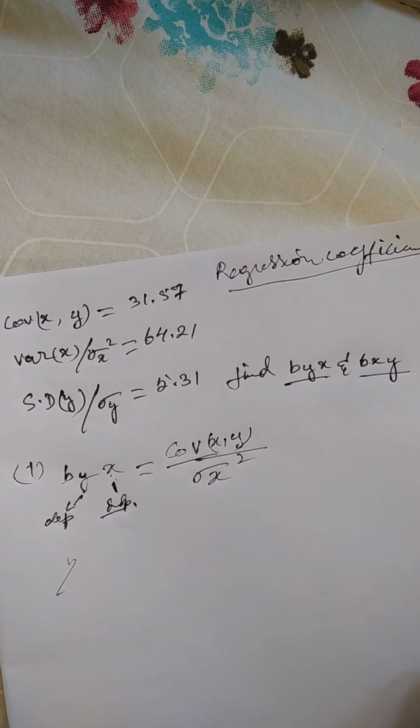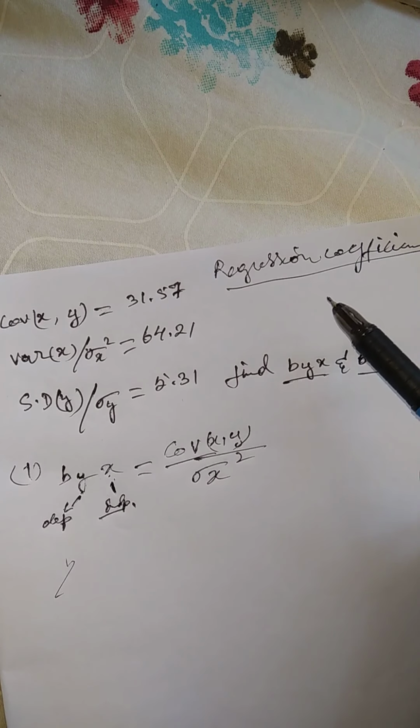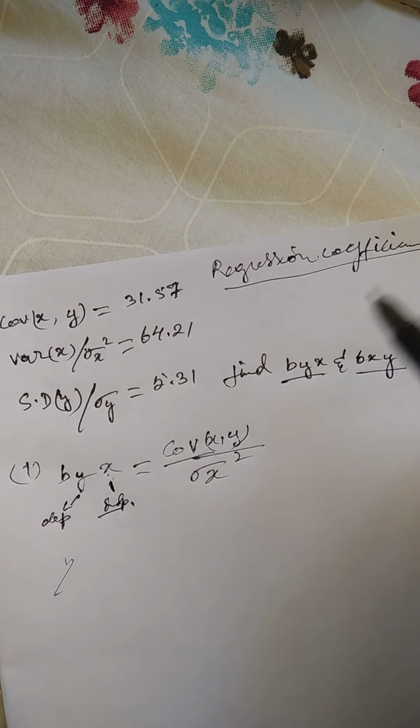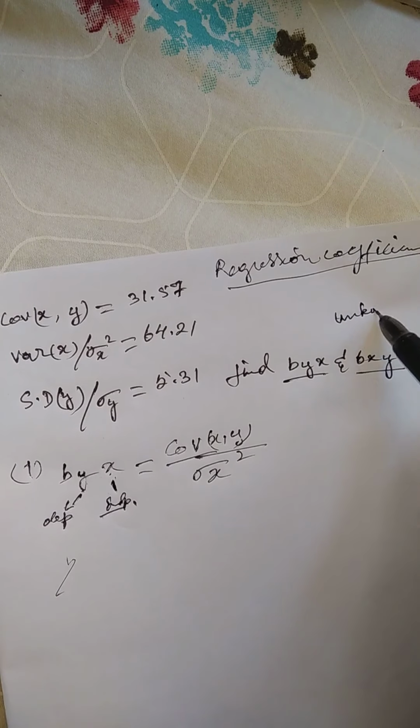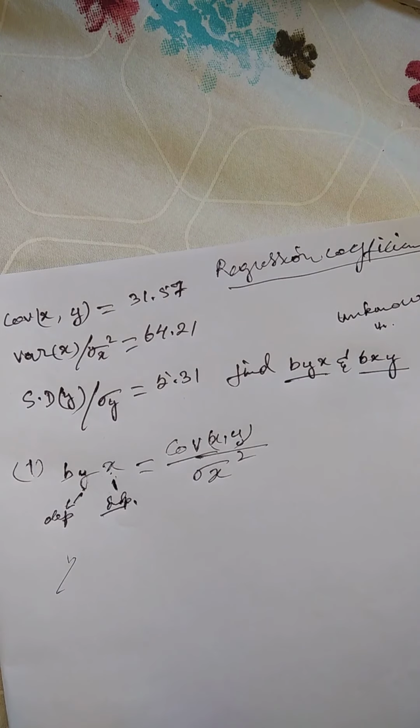Here we are going to discuss regression coefficient. What is regression coefficient? Regression coefficient is the estimation or the prediction of the unknown value of a variable from the known value of the variable.